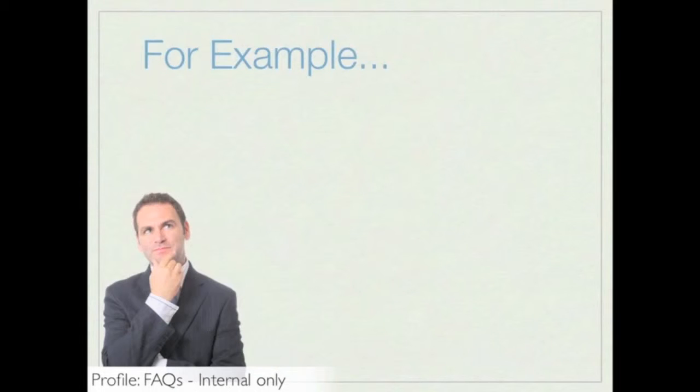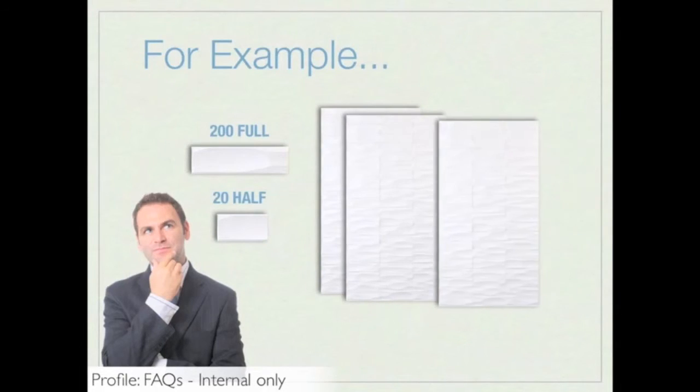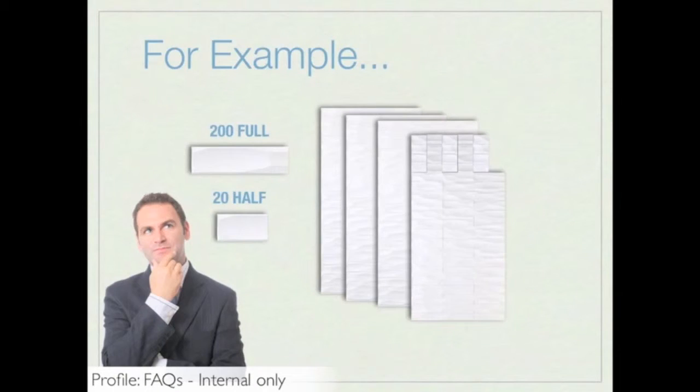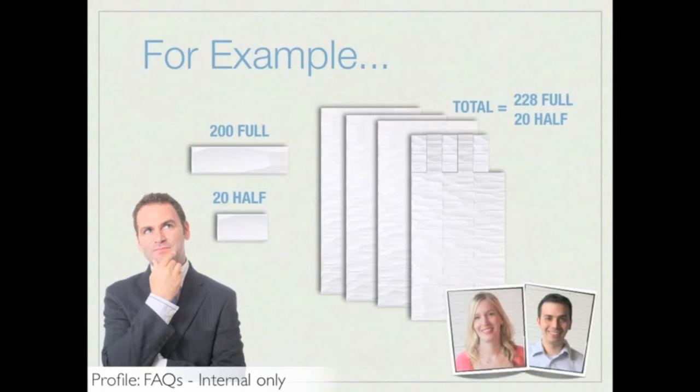Let's say a customer needs 200 full tiles and 20 half tiles for quarry. In this case, they would specify 3 sheets of quarry full and 1 sheet of quarry half and full, yielding a total of 228 full tiles and 20 half tiles. Don't forget that Studio Project Management is happy to help calculate an exact quote as long as the number of full and half tiles has already been determined.